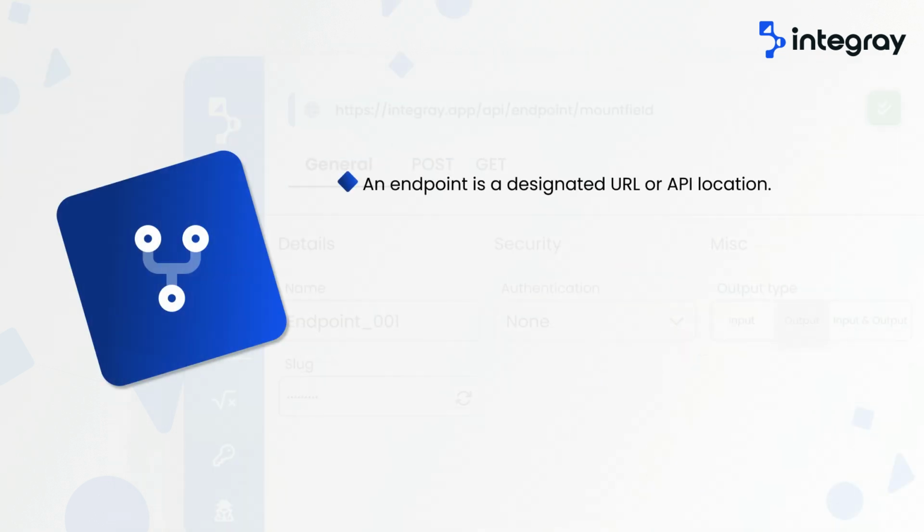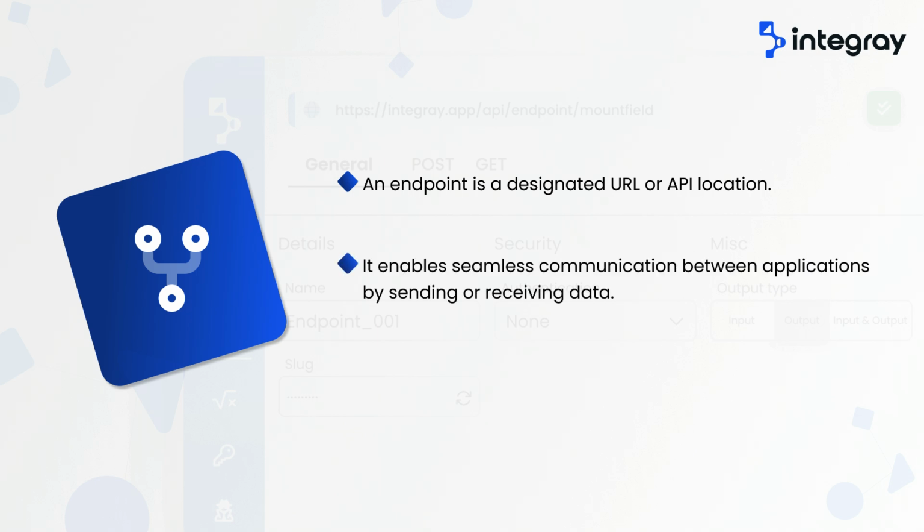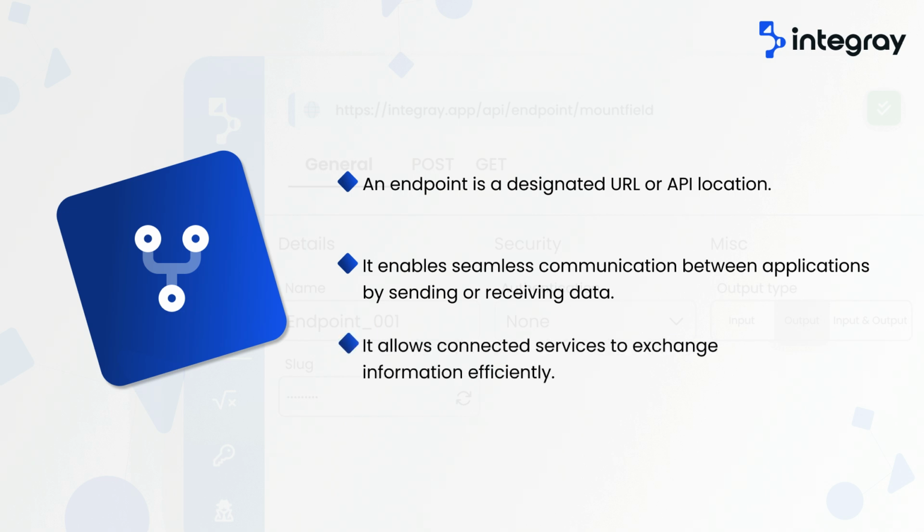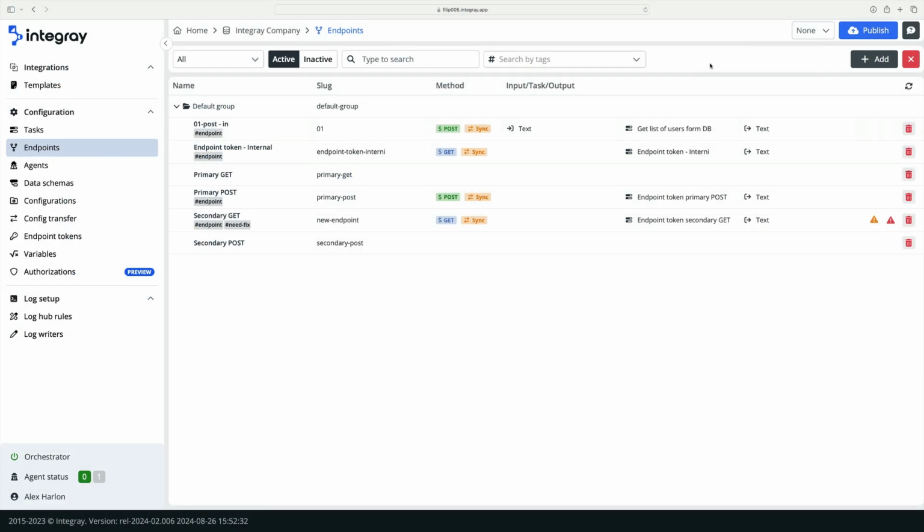In Integray, an endpoint is a designated URL or API location that enables seamless communication between applications by sending or receiving data. It serves as a crucial link in automation workflows, allowing connected services to exchange information efficiently. Let's dive into it.